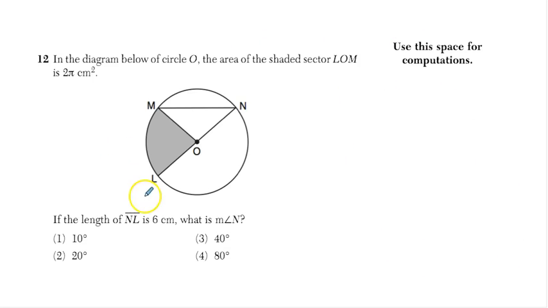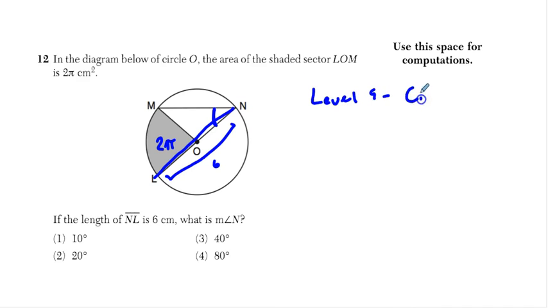And now for question number 12. This one's a little tough. Now, this one says, in the diagram below of circle O, the area of the shaded sector is 2 pi centimeters squared. So this shaded sector is 2 pi. And we also know the length of NL, which is this whole thing right here, is 6. So let's label that. We want to find the measure of angle N. Let me just say, this question is hard, all right? So this is, first of all, from level 9, where we learned about circles. If you really want to look into this, this is from 9.4, we learned about the area of sectors.